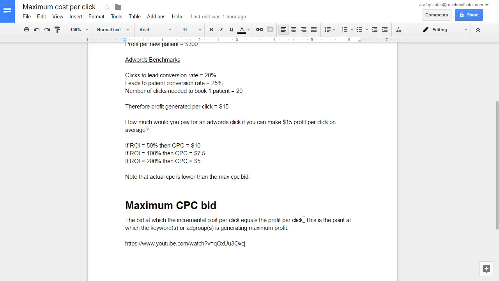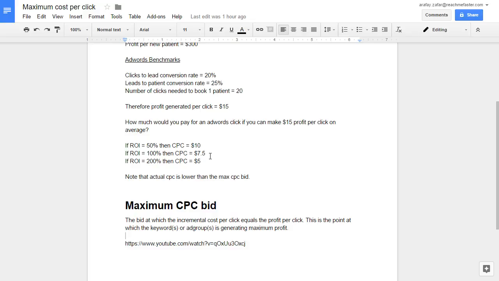However, if the incremental cost per click is lower than the profit per click, you can still increase your bid, okay, and then you will still make a profit. So I suggest you watch this video to understand this concept of maximum CPC bid. But anyway, once you figure out the ROI and the profit per click, you will have the actual cost per click, and then based on that you can use this as a manual cost per click bid. So for example, if you want 100% ROI, the cost per click therefore is 7.5 based on the profit per click, and this is what you're going to use as a starting bid.